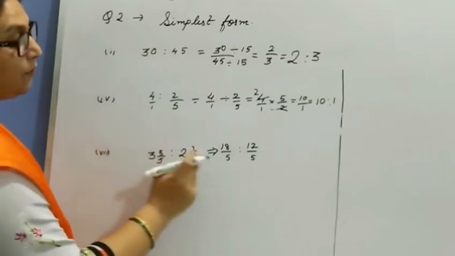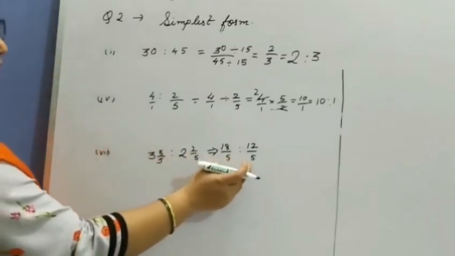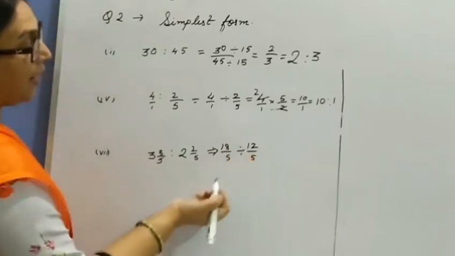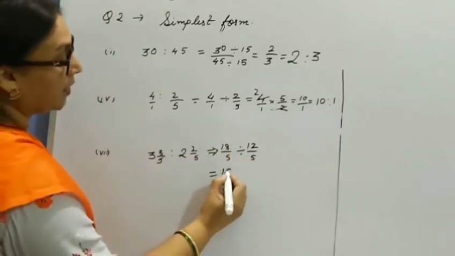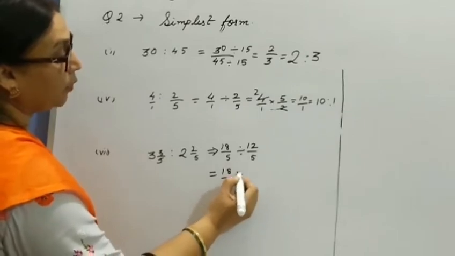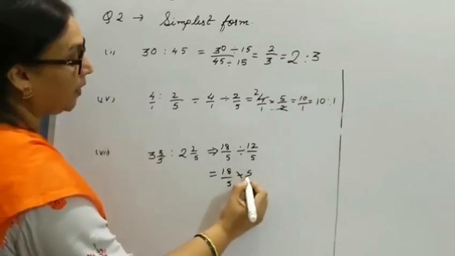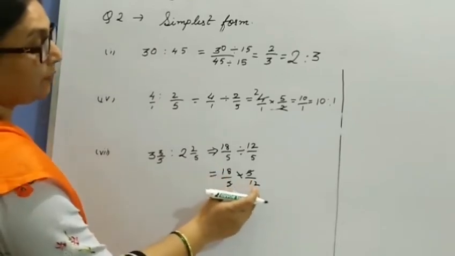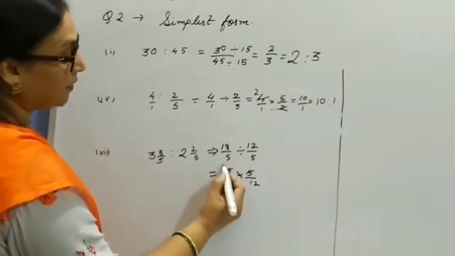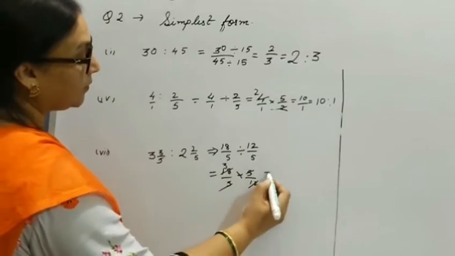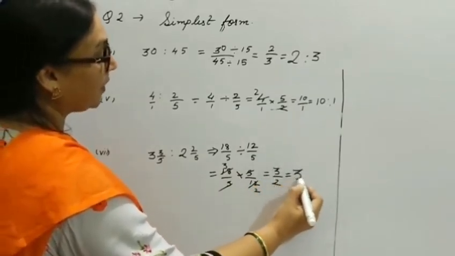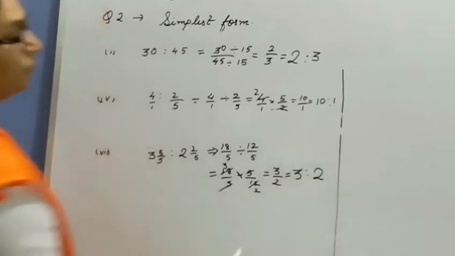Again, this is the second case where the two terms are fractions. Just simply replace this ratio sign with division and do the division. 18/5 into the reciprocal of this number, 5/12. Cancel 5 and 5. 18 and 12 are cancelled by 6, 3 times and 2 times. Hence it becomes 3/2, or the ratio in simplest form is 3:2.